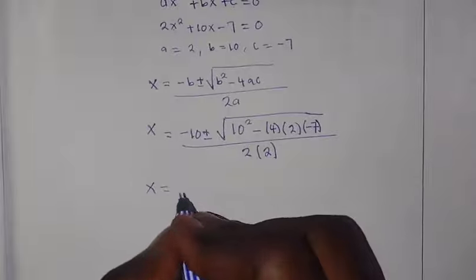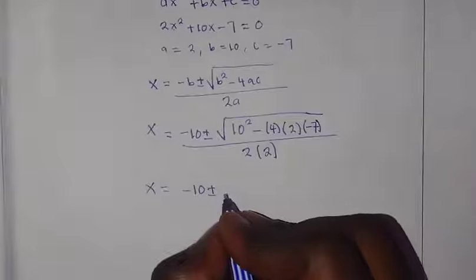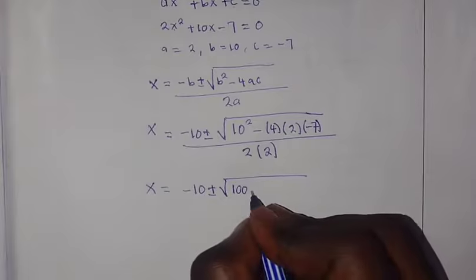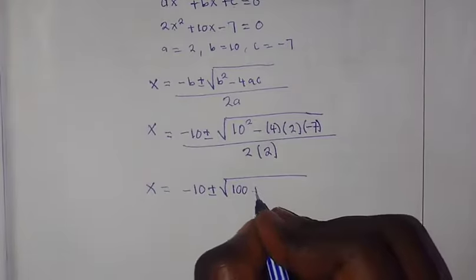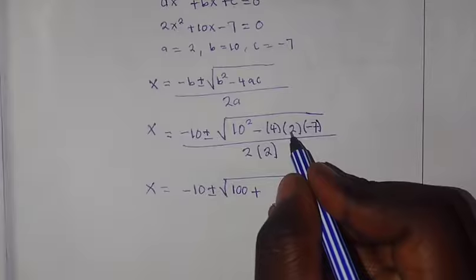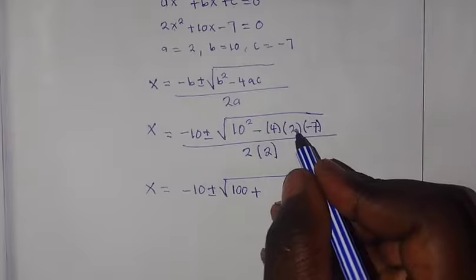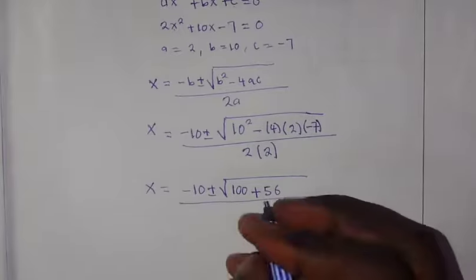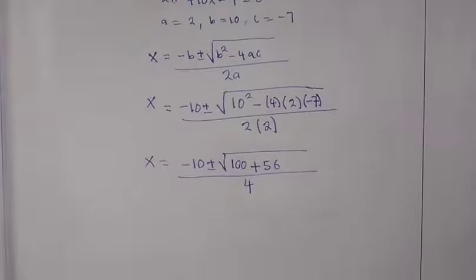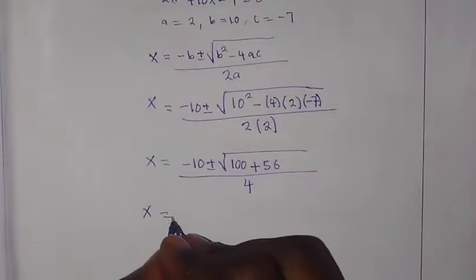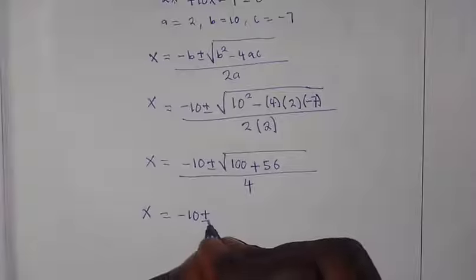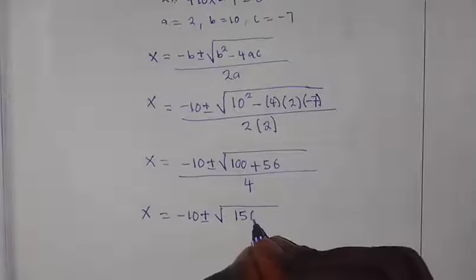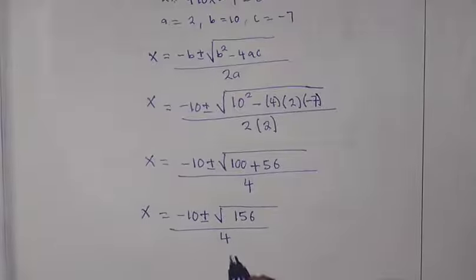So you write x equal to negative 10 plus or minus the square root. So 10 squared, that is 100. Then minus times minus, you get a positive. Then 4 times 2, you get 8. 8 times 7, you get 56. Over 2 times 2, you get a 4. Then from here, x equal to negative 10 plus or minus the square root of 100 plus 56. This gives us 156 divided by 4.